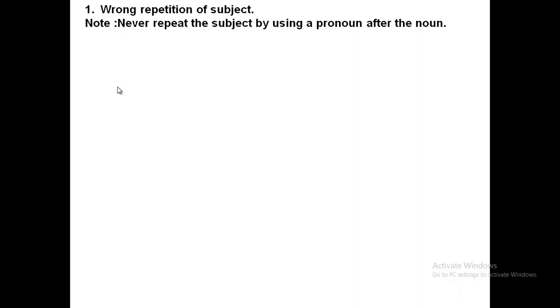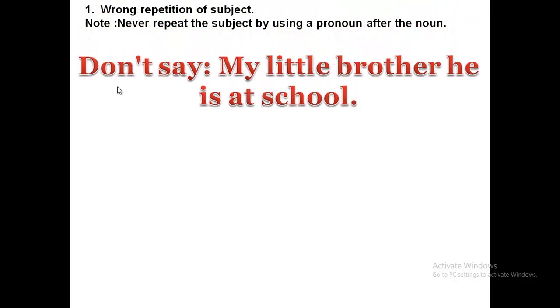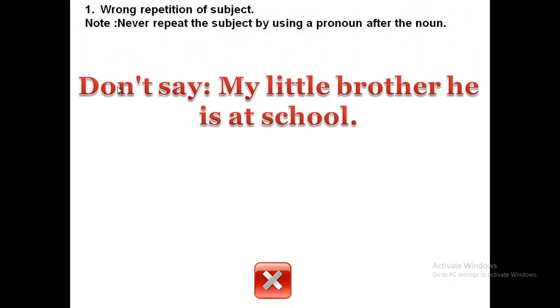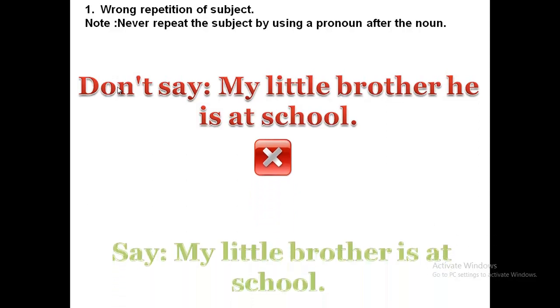The first example is the mistake which is made because of the wrong usage or wrong repetition of subject. The note says never repeat the subject by using a pronoun after the noun. So it is incorrect to say my little brother, he's at school. But say my little brother is at school.